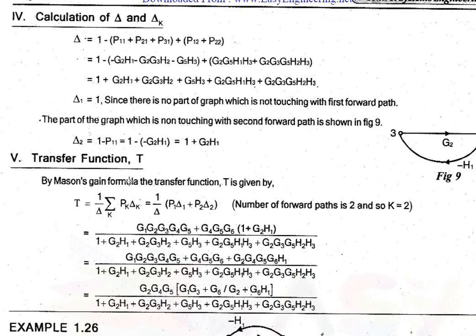Finally, from the Mason's gain formula, T is calculated. That means the transfer function, the Laplace transform of the output divided by the Laplace transform of the input, is equal to 1 by del into summation of k, Pk del k. We know that the number of forward paths given in the problem is k equal to 2. Therefore, it is obtained as 1 by del into P1 del 1 plus P2 del 2.